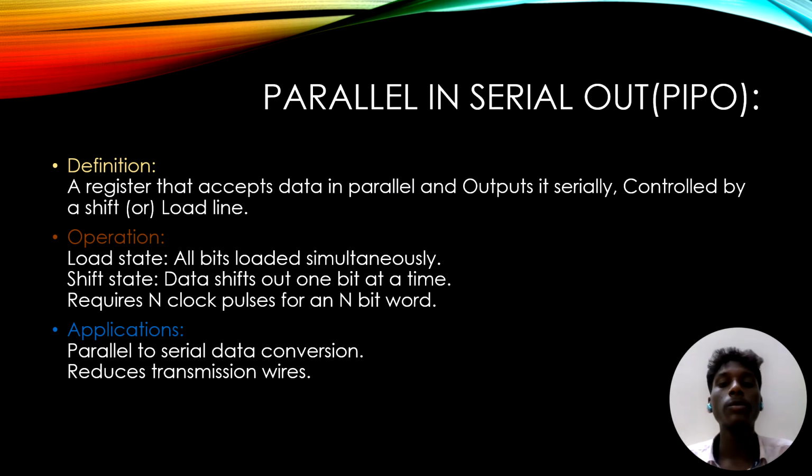These are used in parallel to serial conversion and especially to reduce transmission lines in communication systems. Here is the basic definition of the PISO register: a register that accepts data in parallel and outputs it serially, controlled by a shift or load line. This is the operation and applications of this PISO register.